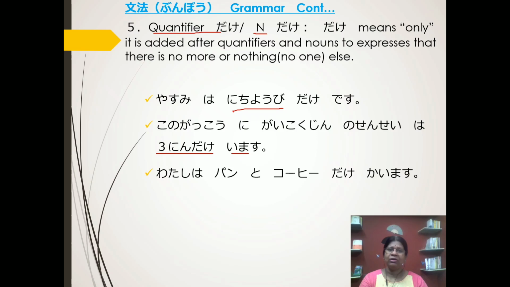私はパンとコーヒーだけ買います。パンとコーヒーだけ。Only bread and coffee. Hope you understand how to use dake. You can say 今日漢字だけ勉強します。朝ごはんは果物だけ食べます。Breakfast is only fruits. Please pause the video and make 2 or 3 sentences using dake.